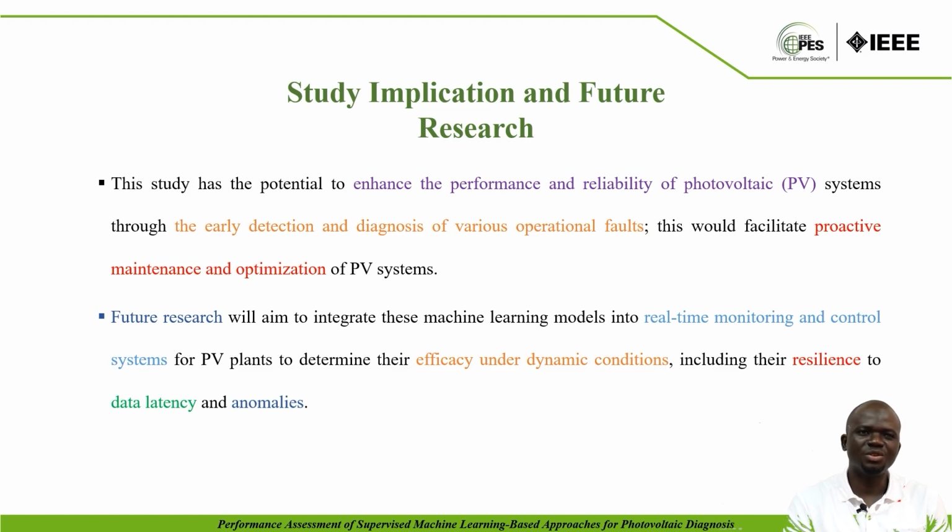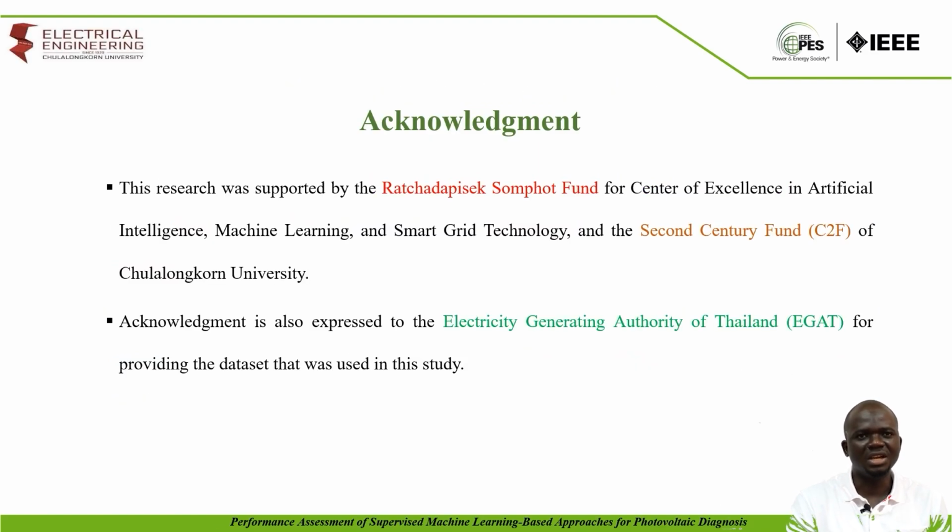The implication of this study is that it has the potential to enhance the performance and reliability of PV systems through the early detection and diagnosis of various operational faults. This would in turn help facilitate proactive maintenance and optimization of PV systems. Future research would aim to integrate these ML models into real-time monitoring and control systems for PV to determine their efficiency under dynamic conditions, including their resilience to data latency and anomalies.